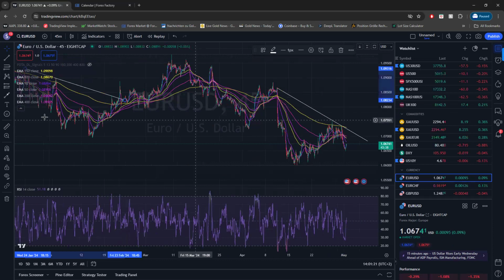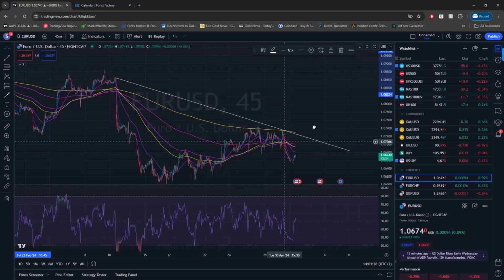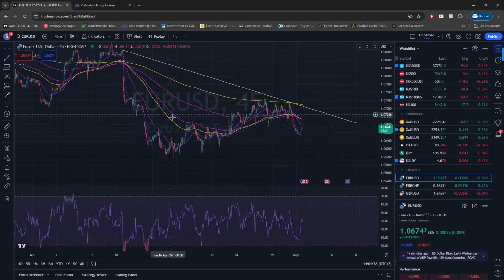So what I want you people to understand right now is that I use the EMAs as my trend lines, as my support, and as my resistance. Keep in mind, the lower the EMA, the weaker it is. The higher the EMA, the stronger it is. Why do I say so?